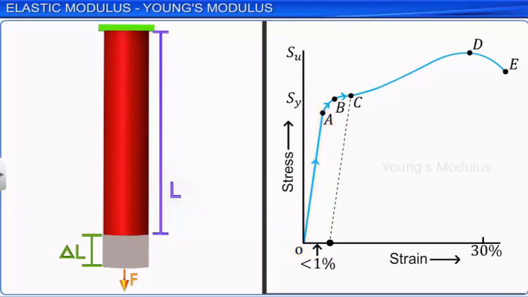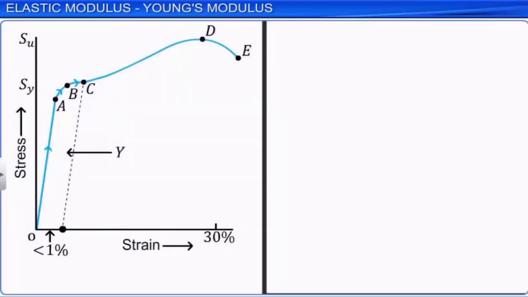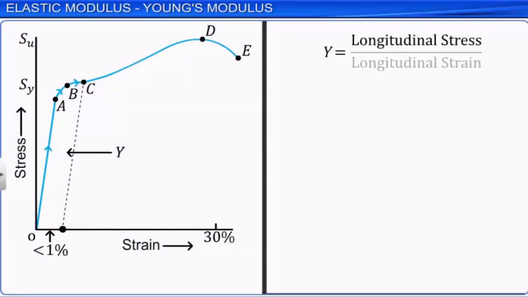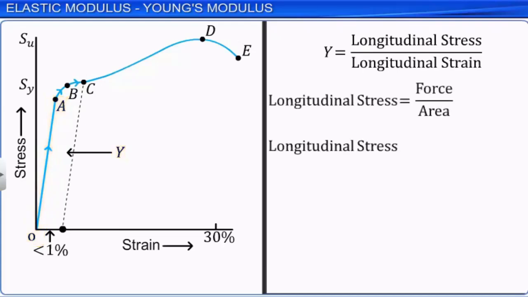The slope of the straight line OA on the longitudinal stress, longitudinal strain curve is called Young's modulus in honor of the British scientist Thomas Young. Young's modulus is calculated as the ratio of longitudinal stress to longitudinal strain in OA and is denoted by the symbol Y. Longitudinal stress is measured as the ratio of the applied force F to the area A of the face to which force is applied.